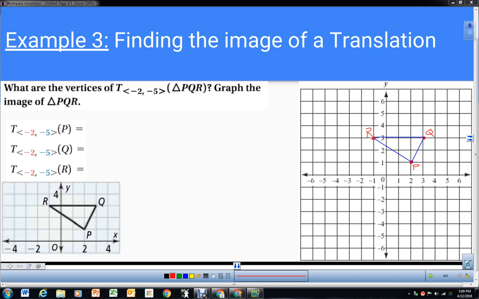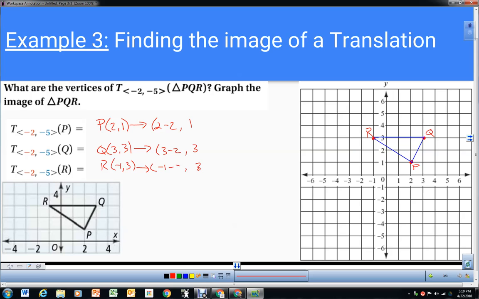The first thing I'm going to do is write down my new points. I'm going to write down my original point P. Well, P is located at (2, 1). I'm going to take my Q, which we said was at (3, 3), and our R, which is at (-1, 3). And we're going to apply our rule here, which means I'm going to take each x and y. The x values are 2, 3, and -1, and my y values are 1, 3, and 3. So I'm going to subtract 2 for each of my x's, and I'm going to subtract 5 for each of my y's.